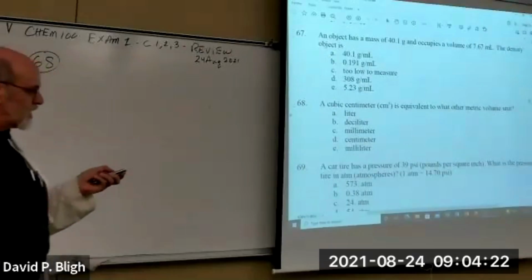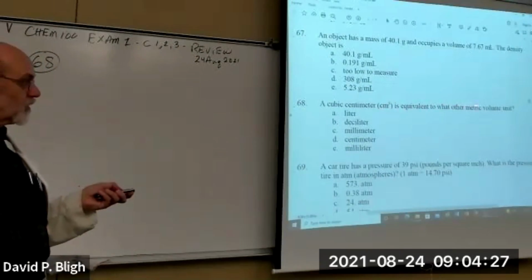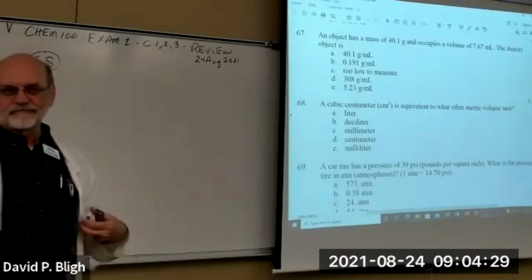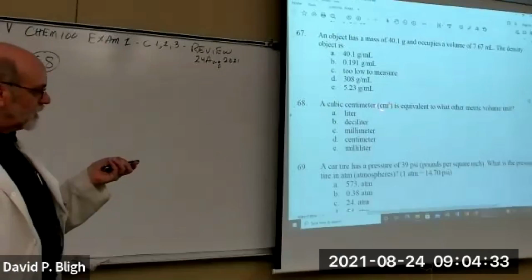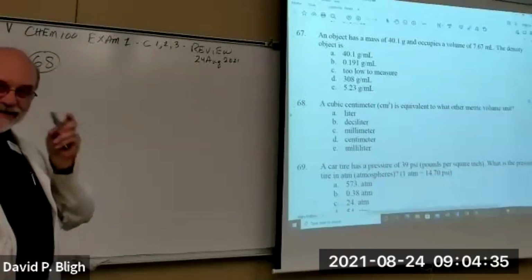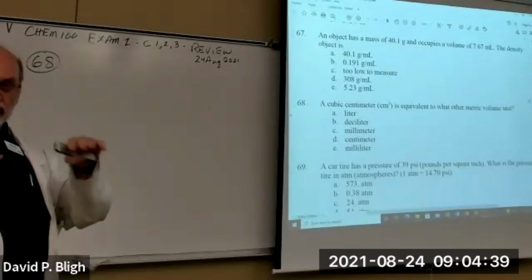A cubic centimeter, cm cubed, is equivalent to what other metric volume unit? I told you this in class. All you have to do is memorize it. This cubic centimeter is exactly equal to 1 milliliter. They're equivalent in size.